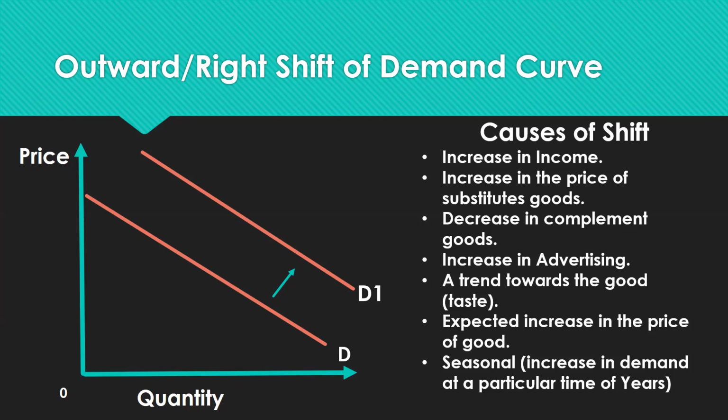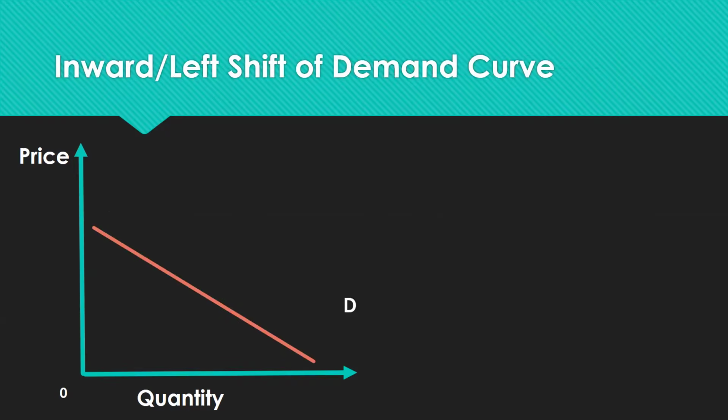An increase in advertising, people advertising it more, and you're seeing it more, so now you're buying it more. Or you expect the price to increase in the future, so you say, I'm going to buy it now to avoid that. All of these things could cause the demand curve to shift out to the right. Once it's increasing how much people buy, it shifts the curve to the right.